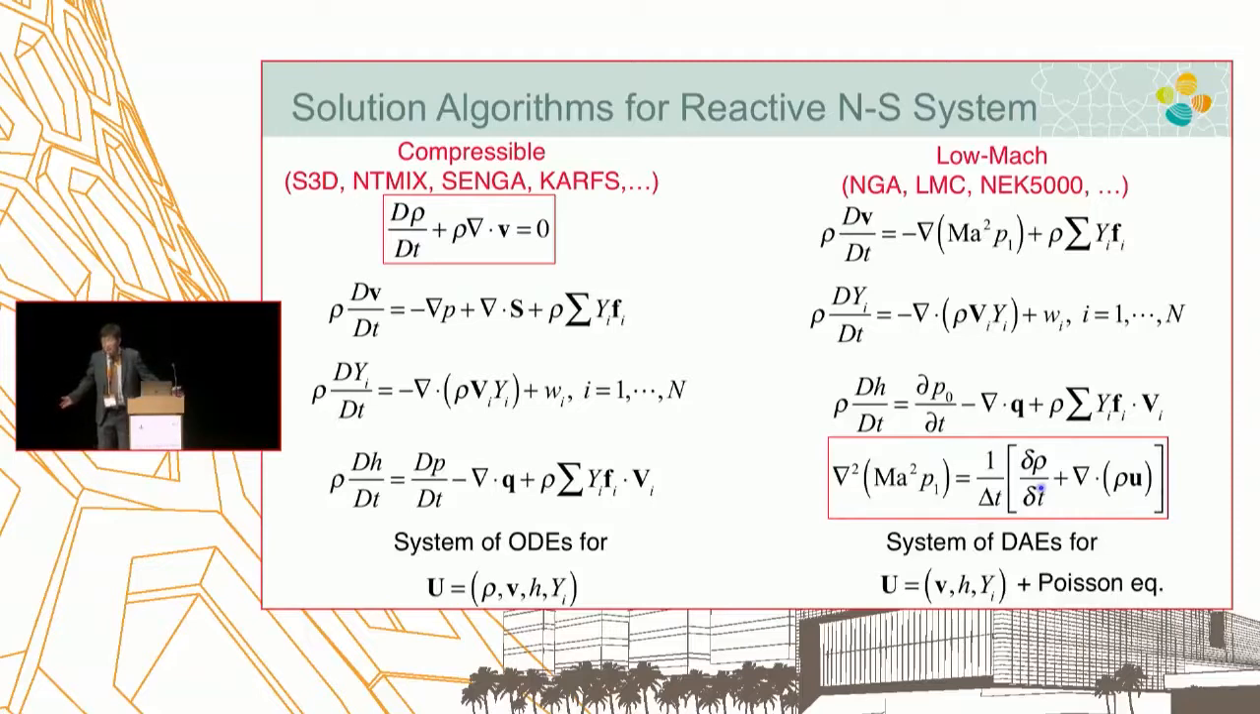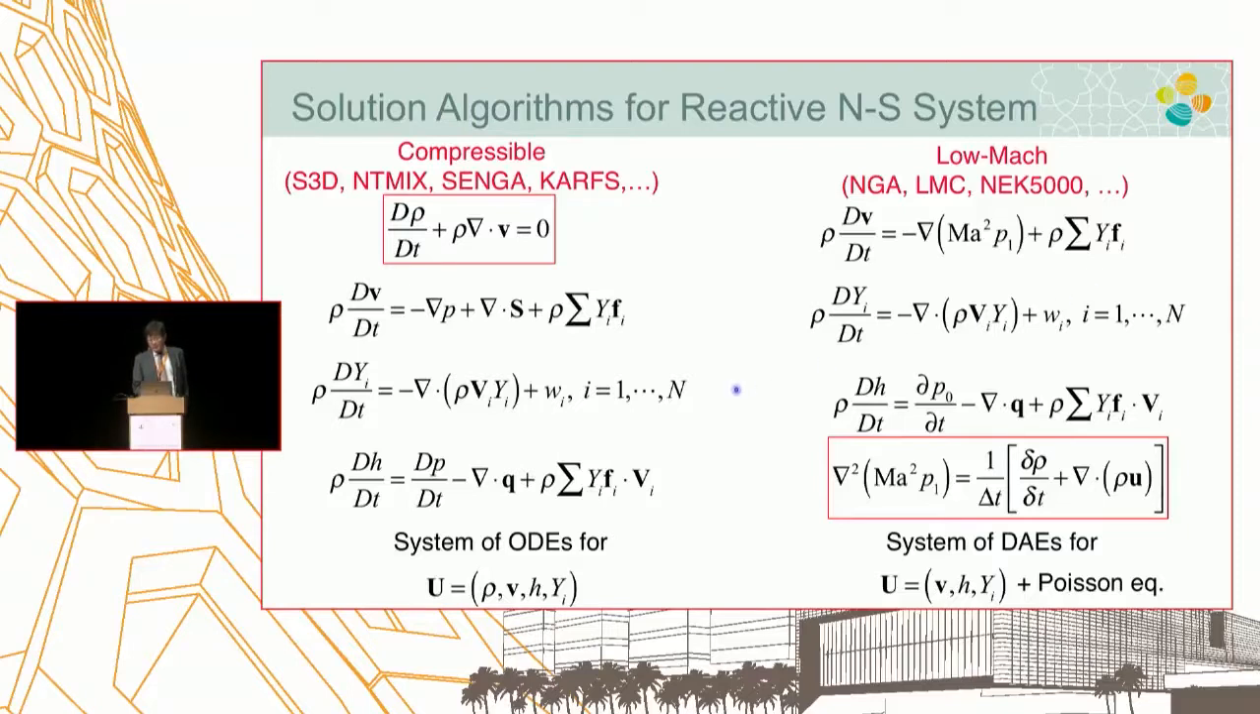Why are we still doing it? What's the advantage of Low Mach despite this complexity? Anyone? Because we eliminated the acoustic time scale from the equation.